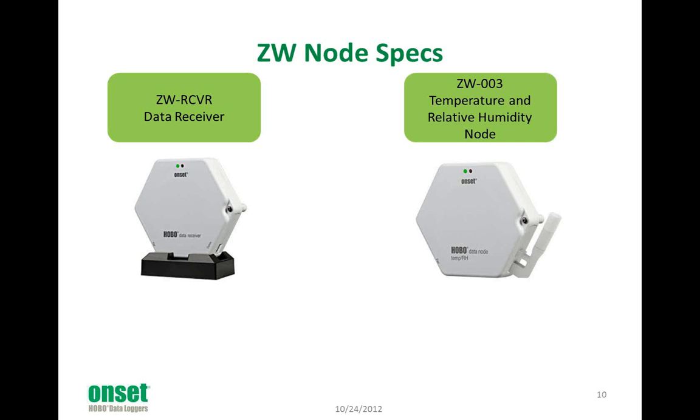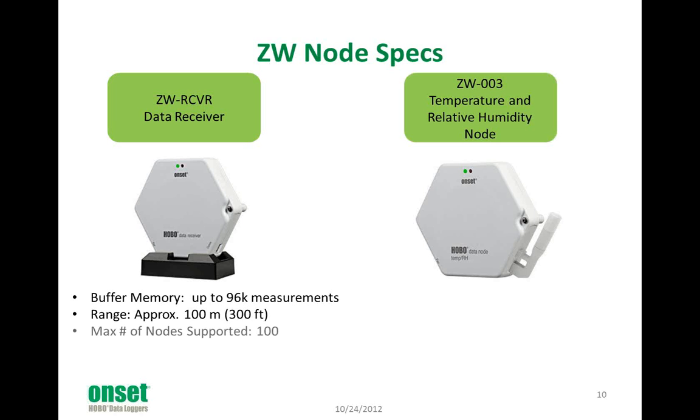So let's take a look at this kit a little more closely and what we've packaged together for you. These are the two nodes that come with the kit. First is going to be a receiver, which is the heart of the operation. The receiver has a buffer memory built in and can store up to 96,000 measurements. It has a range of approximately 100 meters or 300 feet, and that's usually line of sight, or depending if there's any kind of obstacles in the way.